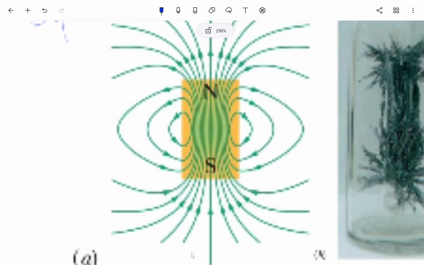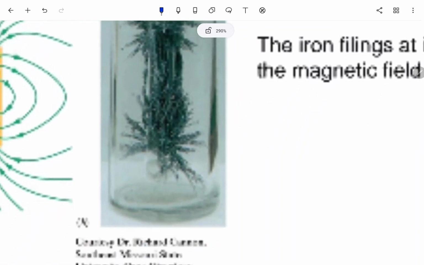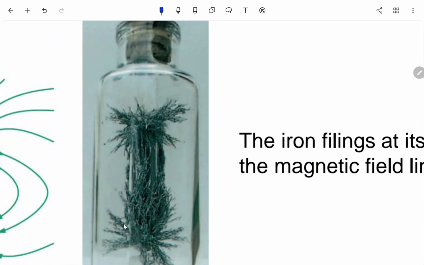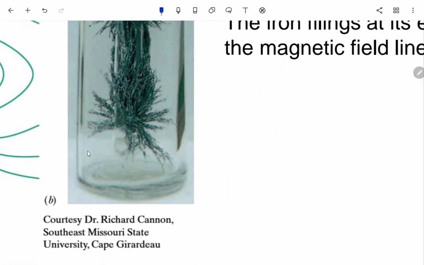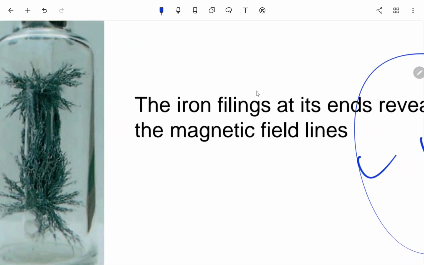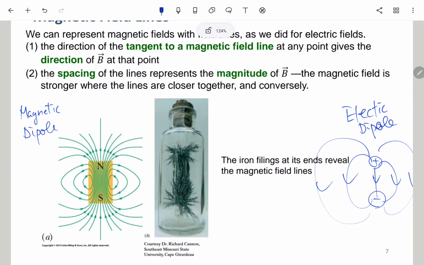So this one tries to demonstrate it. In between there's a magnetic bar, and then it tries to place some iron filings. Okay, the iron filings, the iron filings. Then these iron filings will follow the B field lines, somehow like that. And so with the iron filings, in the end we can view the magnetic field lines.